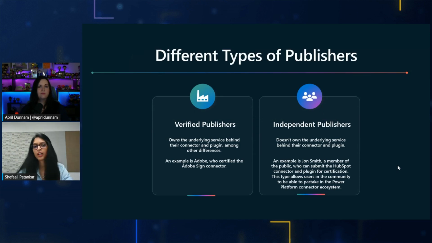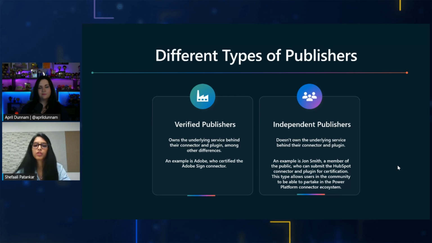We have two different types of publishers. One is the verified publisher, and we also have the independent publishers. So, who are verified publishers? Verified publishers are the ones who own the underlying service behind their connector and plugin, and they have accountability for that particular connector. For example, Adobe wants to certify or submit a connector which is Adobe PDF Sign, and that is going to be our verified publisher connector.